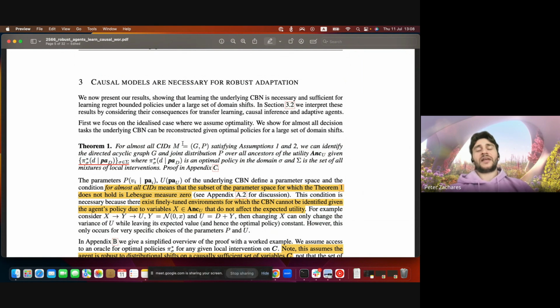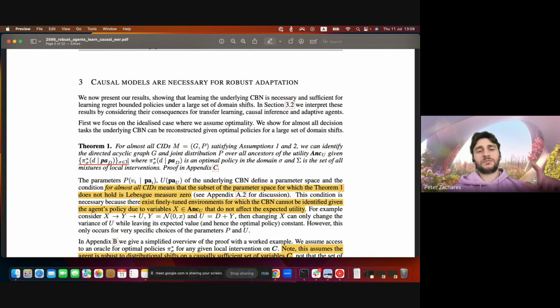So that's saying, if we know the set of all optimal policies, then we can come up with a causal influence diagram, the correct one. We can recover it, meaning the key point is that the information about the causal influence diagram is contained within these policies if you have this full set.